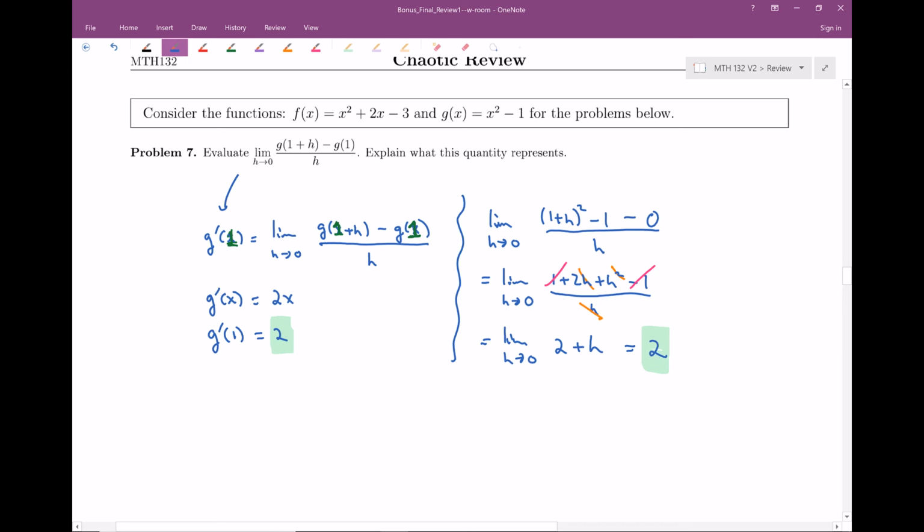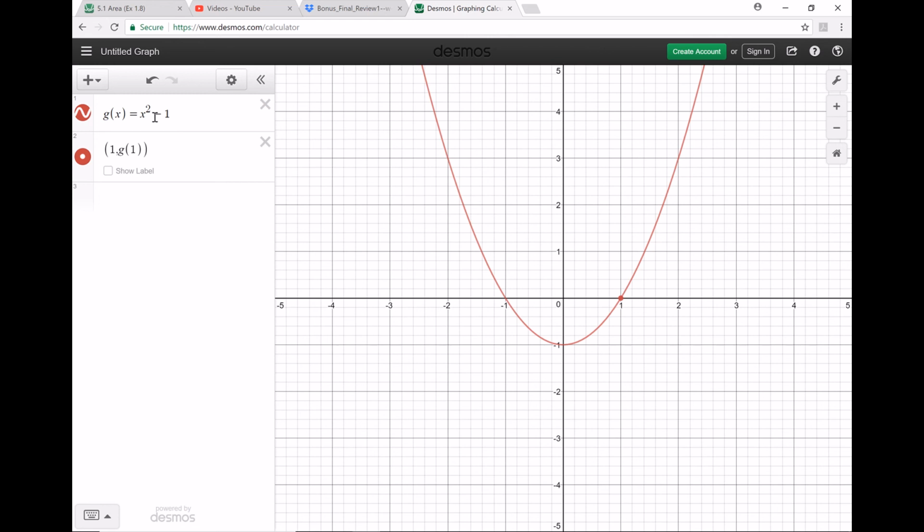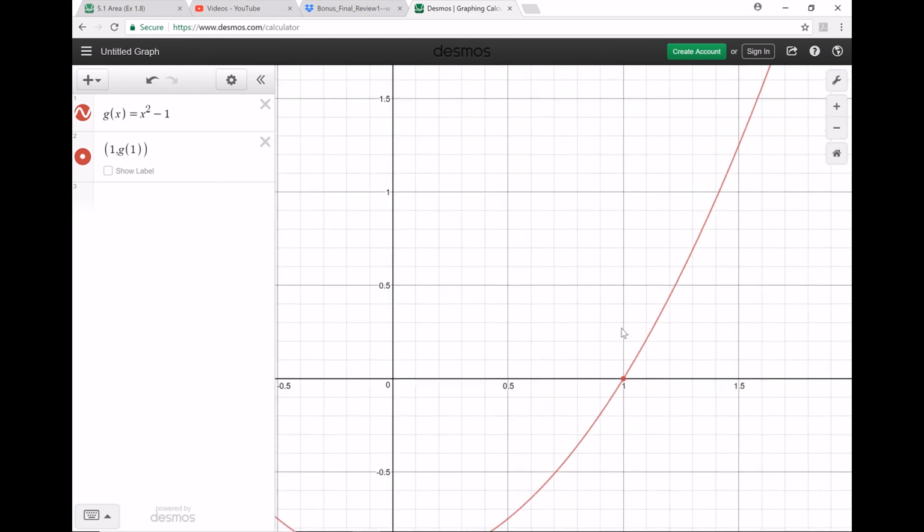And the last part of this problem asks us to explain what this quantity represents. I think there are multiple good explanations for what this quantity represents. So I would like to go over with you on the graph what we actually found. Remember, this is the derivative. So another way to ask this is, what does the derivative at 1 represent? Let's go back and look at a picture of the graph. So here is g of x equals x squared minus 1. And I've highlighted this point 1, comma g of 1. And so if I zoom in on this, at 1.